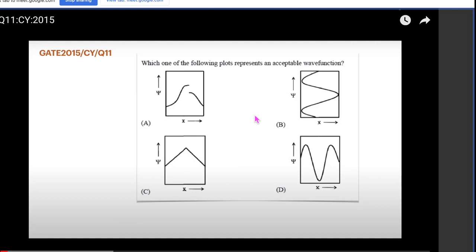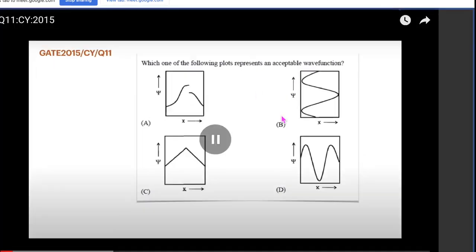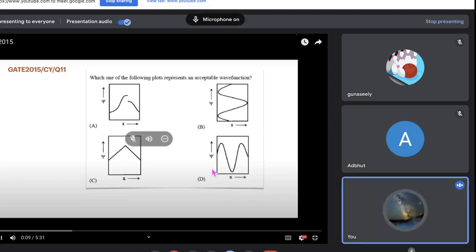Hello everyone. In this video, I will be solving GATE 2015 chemistry question. For this particular question, I will ask you to just have the answer in your mind, and then compare the reasons behind each, why this cannot be the particular acceptable wave function.